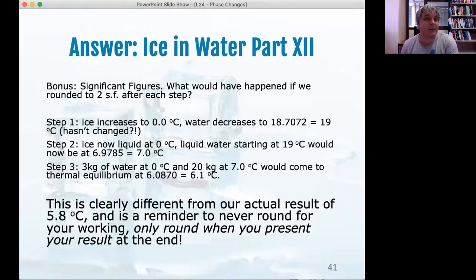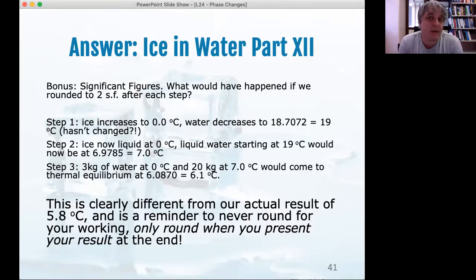Hopefully you would remember to take that unrounded result, the 5.8157 degrees Celsius, not the rounded value of 5.8. That said, when you're doing a test or an exam, I'm not worried about the rounding. If you don't want to write out 10 significant figures every time you're doing a step of the calculation, I will be fairly lenient, but I do want you to be aware of that.